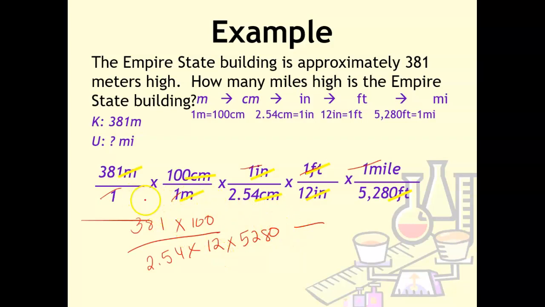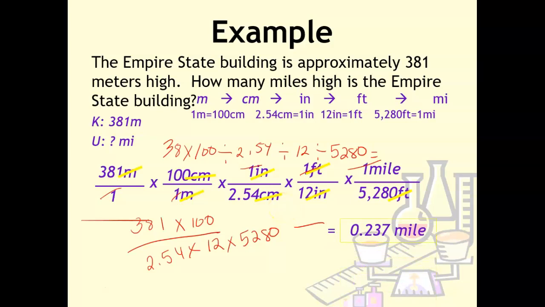Okay. Now there's an easy way to do this in your calculator. I'm going to just show you, it takes 381 times 100 divided by 2.54 divided by 12 divided by 5,280. If you like that method, I don't care which way you use, this way, up top, or you do it the long way. Just make sure you get the answer, which is 0.237 miles.